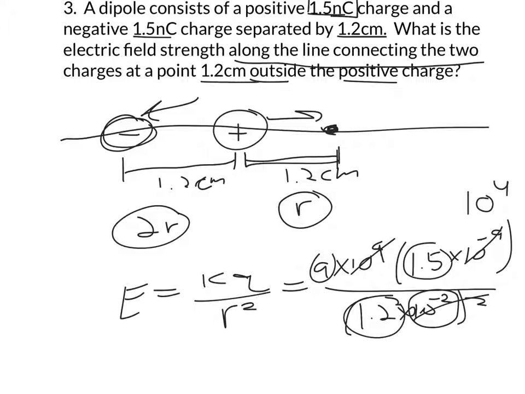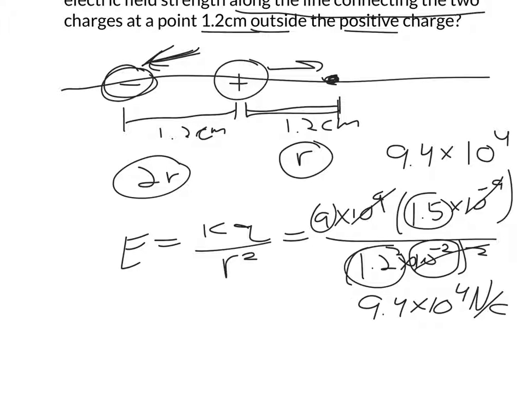And what does that come out to? I get 9.4 times 10 to the 4th newtons per coulomb. But I have to subtract from that the negative contribution of this field, which is 1/4 of that field. Well, 1 minus 1/4 is just 3/4. So I could also just take this number and multiply by 0.75, and I get almost exactly 7.0 times 10 to the 4th newtons per coulomb.